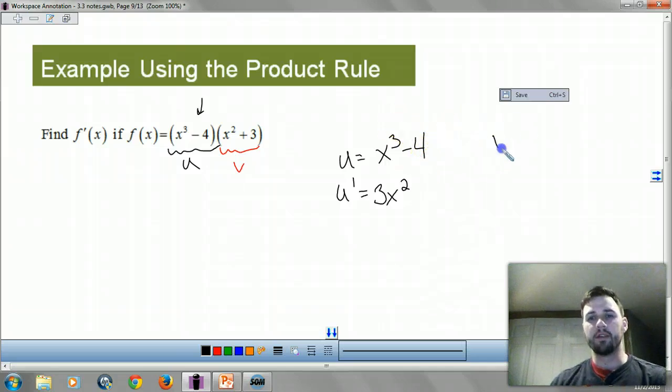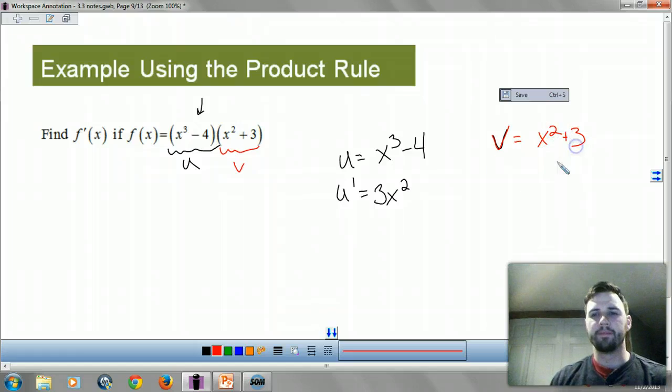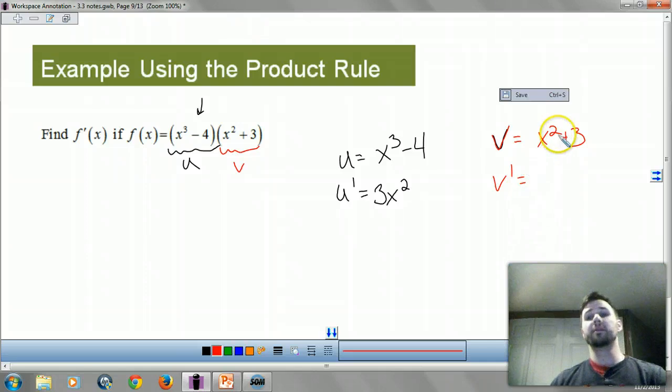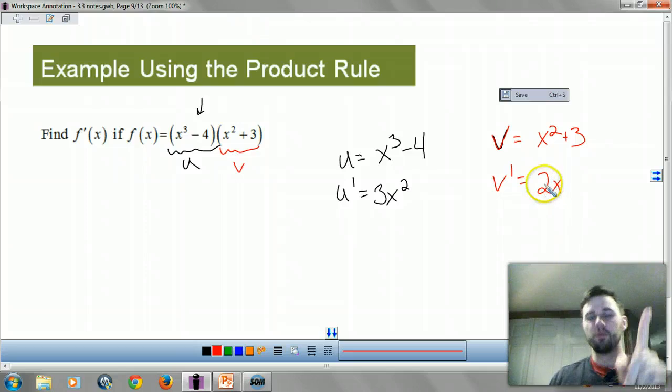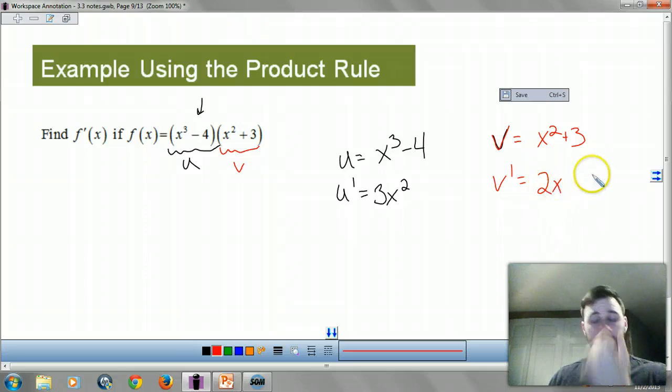Now I have to take a look at my v, which I made in red. My v is x squared plus 3, right? So my v prime, the derivative of my v, bring the 2 out in front. Bring my 2 out in front. 2 minus 1 is 1, so I get 2x. My derivative of the 3 goes to 0, so it's just 2x.